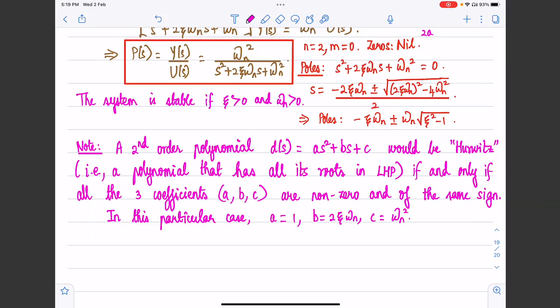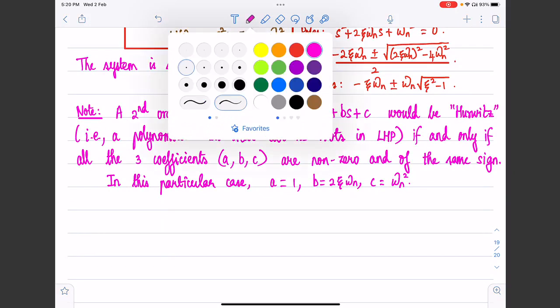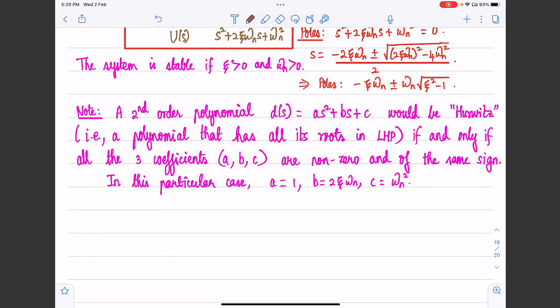So that's why we wrote down that for stability it is enough if zeta is greater than 0 and omega n is greater than 0. Please note that if they are fictitious parameters which are real numbers, zeta less than 0 and omega n less than 0 also will assume stability. Okay, so now, having established this, let's come back to our discussion for the second order system.